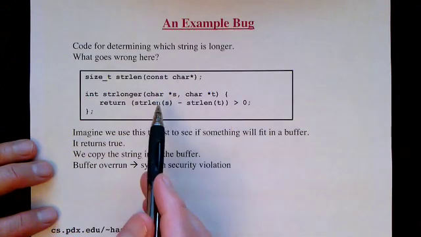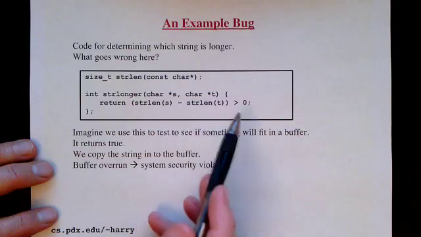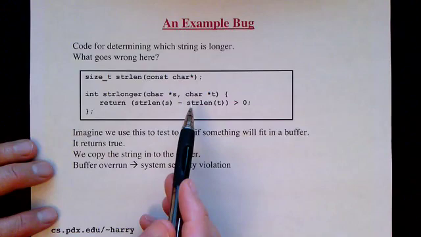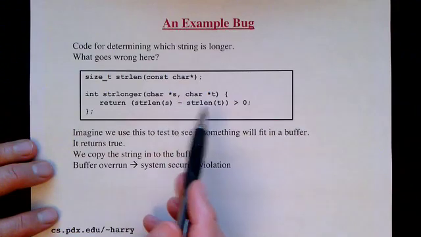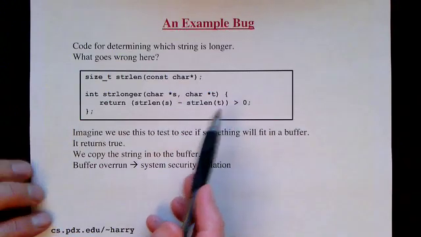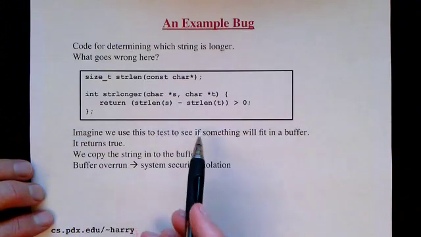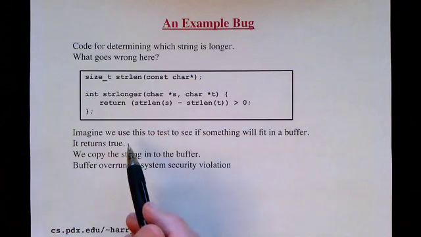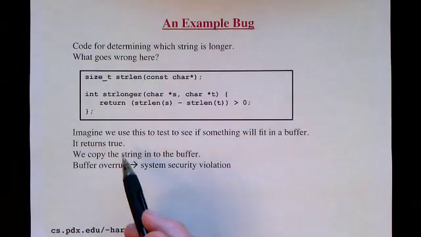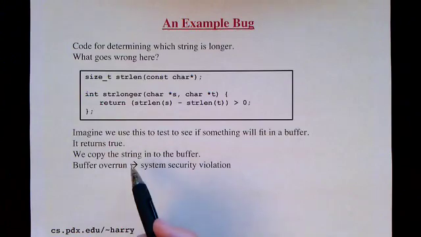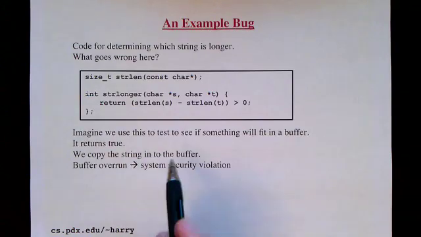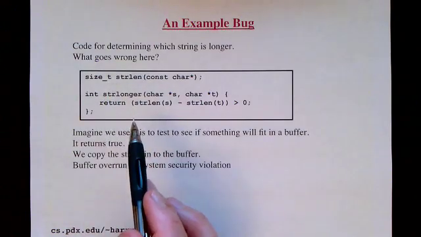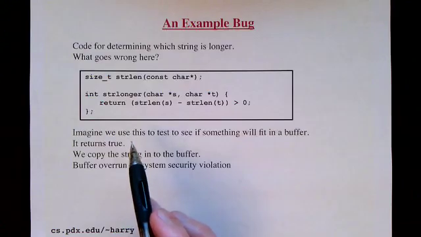So if string S is larger, this is a positive number, we return true. If string T is larger, this is a negative number, but as an unsigned, it's a positive number. Again, we return true. So imagine we're using this test to see if something will fit into a particular space in memory. It returns true, regardless of which one is longer. So we copy the string into the buffer, and perhaps we overrun the buffer space, and this could result in a system security violation. So bugs like this can lead to security violations.